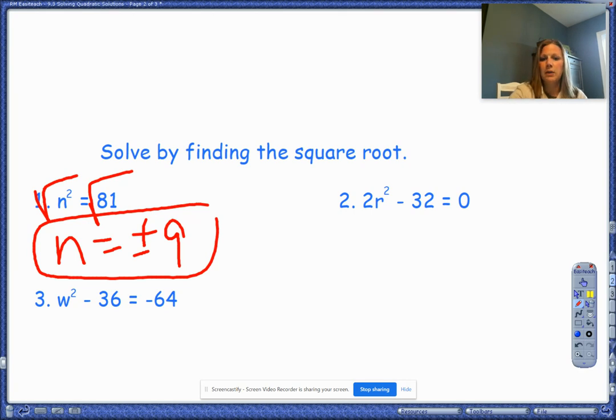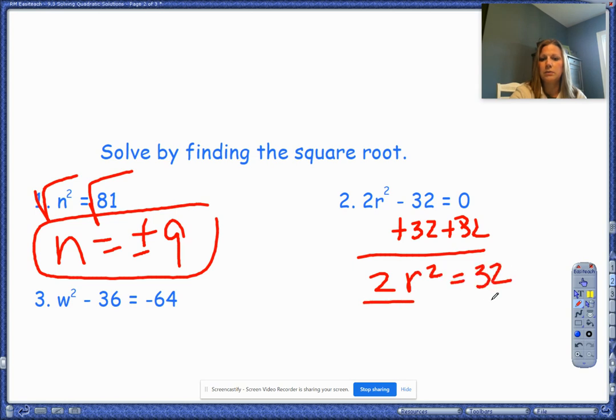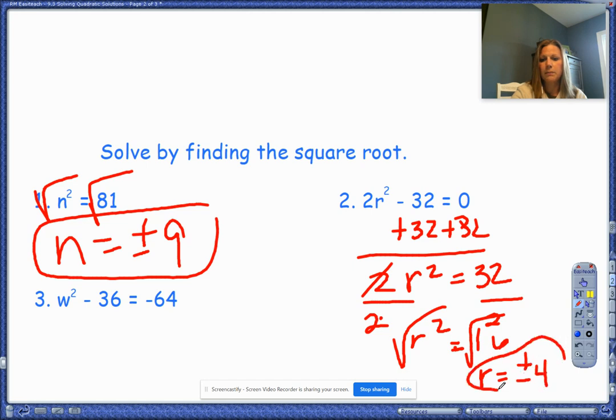If I look at the next one, I would add 32 to both sides. So 2r squared equals 32. Divide by 2. R squared would be 16. And then I could take the square root of both sides. So r would be plus or minus 4. That means that parabola intersects my x-axis at positive and negative 4.